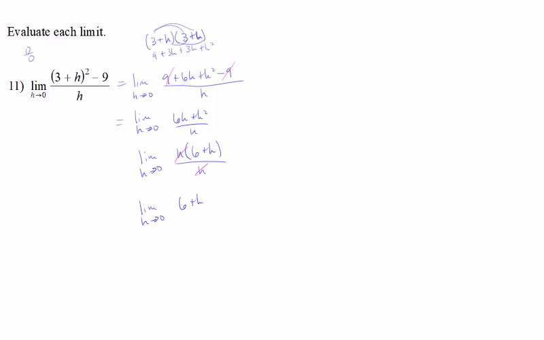And once we get rid of our fraction, especially the variable in the denominator, now it has to be a direct evaluation, right? It's a polynomial now. So we can just plug in 0. So that's just going to equal 6 plus 0, which is 6. And so that's going to be our final answer.